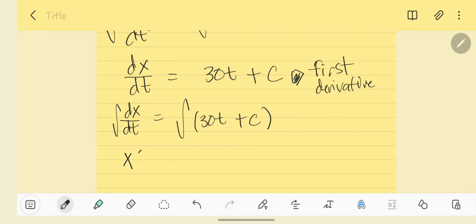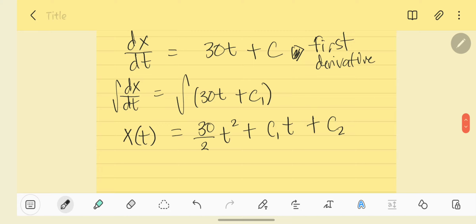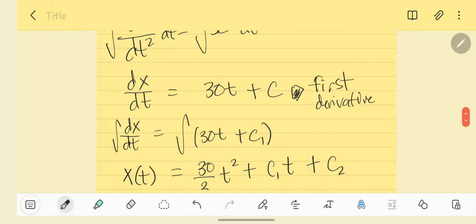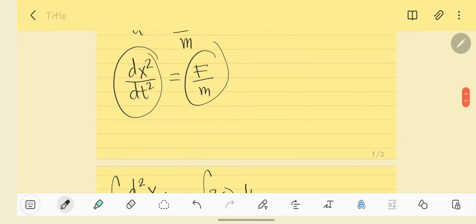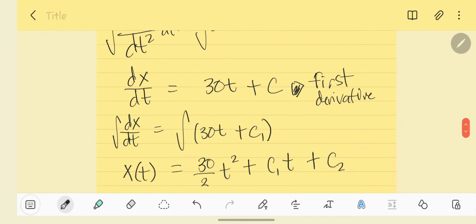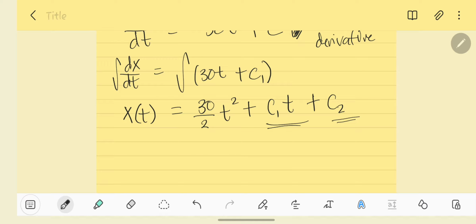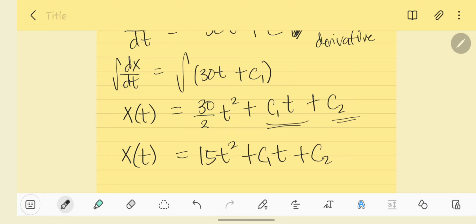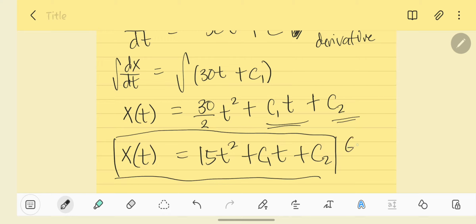The equation becomes x as a function of t is equal to 30 over 2 t squared plus c1 t, this is c1, your first constant, plus c2, your second constant. So we have two constants because our equation is a second order differential equation. So simplifying the equation, x of t is equal to 15t squared plus c1t plus c2. This is now your general solution.